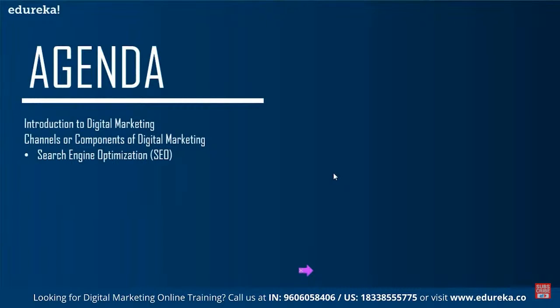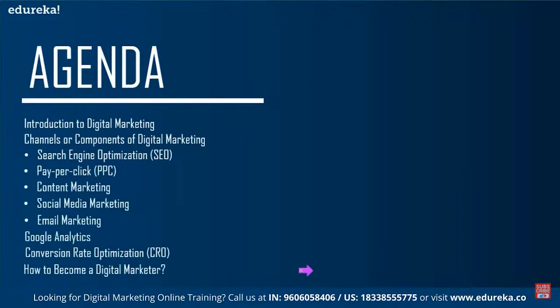So we will have an introduction to digital marketing, what it is all about. We would be talking about the channels or components of digital marketing. We will be talking about SEO. We'll be talking about pay per click or PPC. We will be talking about content marketing, social media marketing, and email marketing. We would also be touching upon digital analytics, including Google Analytics, as well as conversion rate optimization. We would also be talking briefly about how to become a digital marketer.